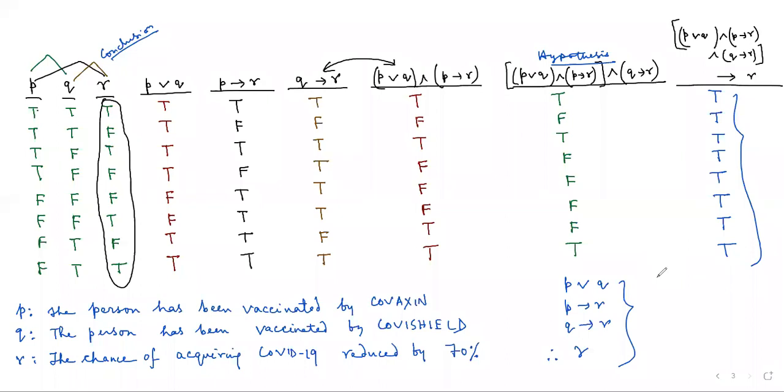P implies R means, if the person has been vaccinated by Covaxin, then the chance of acquiring COVID-19 is reduced by 70%. Q implies R means, if the person has been vaccinated by Covishield, the chance of acquiring COVID-19 is reduced by 70%. If I now take all the statements together into consideration, that means the chance of acquiring COVID-19 by the person has been reduced by 70%, because either he has been vaccinated by Covaxin, or he has been vaccinated by Covishield.